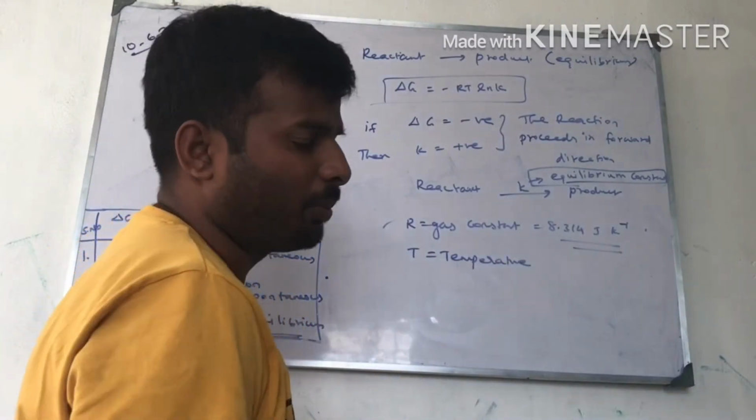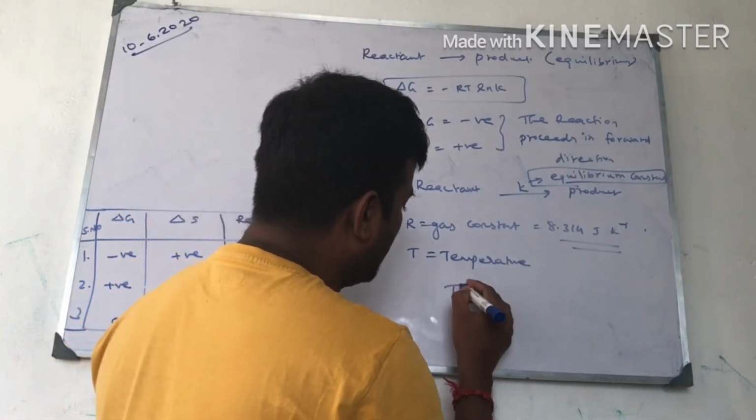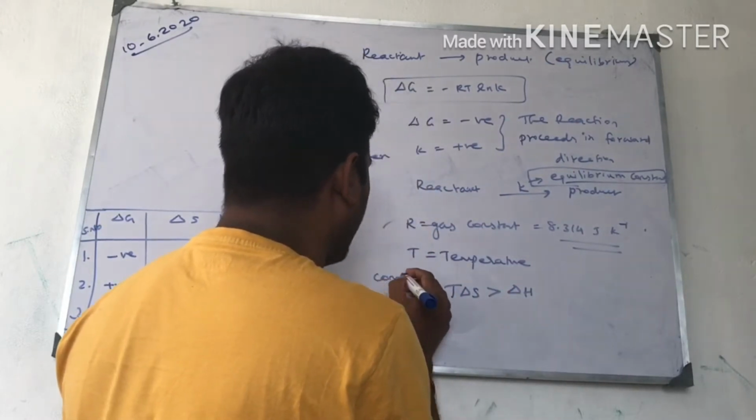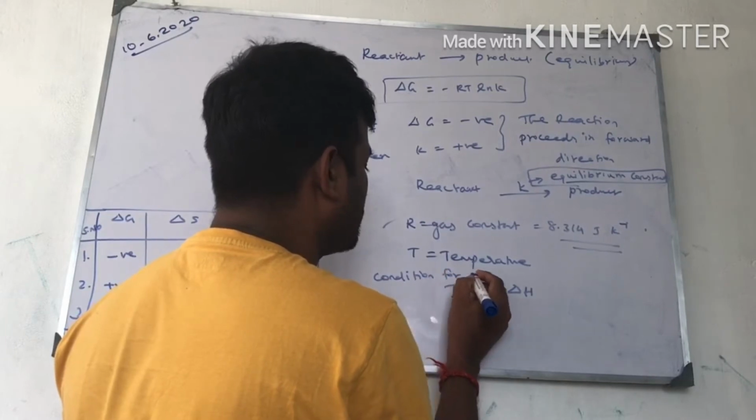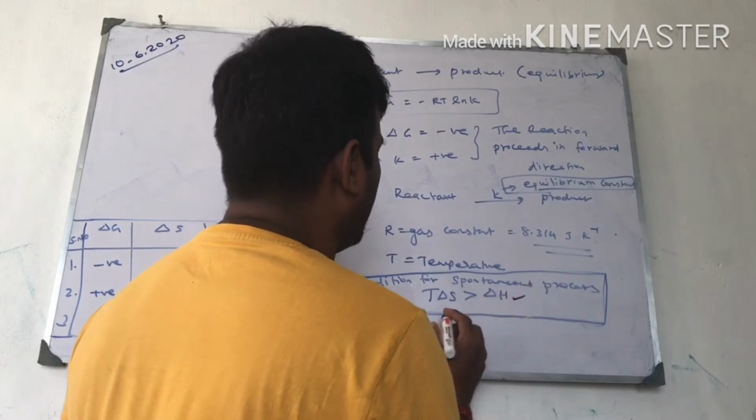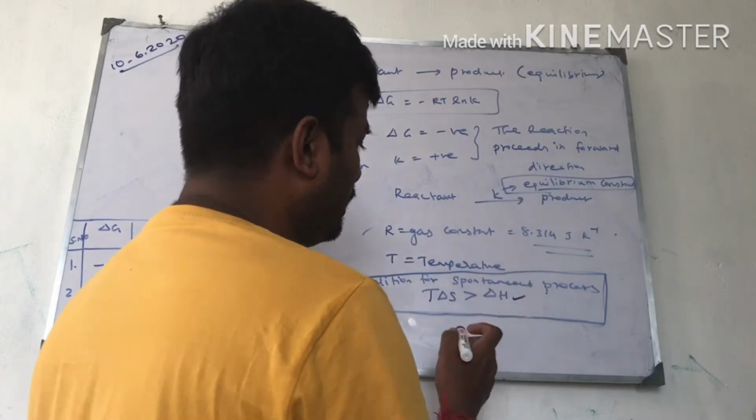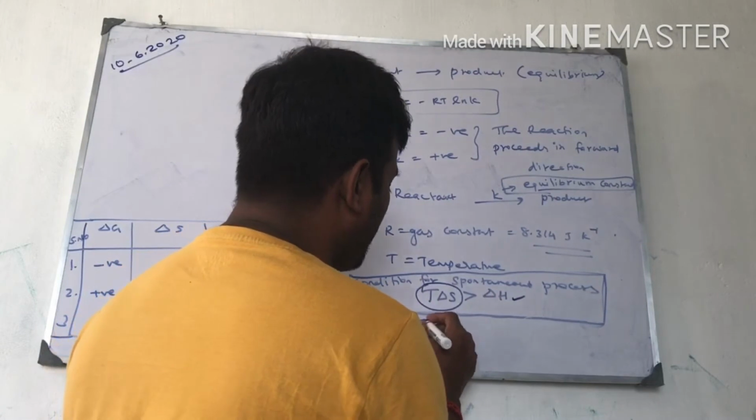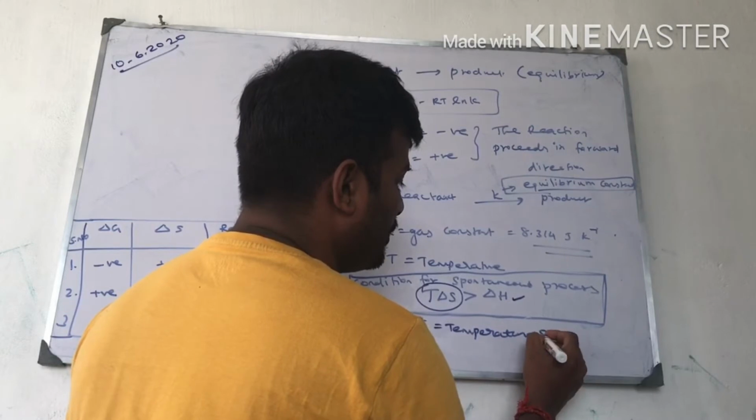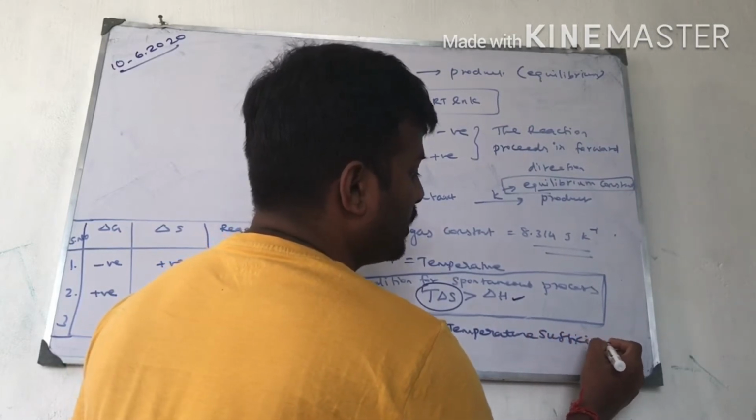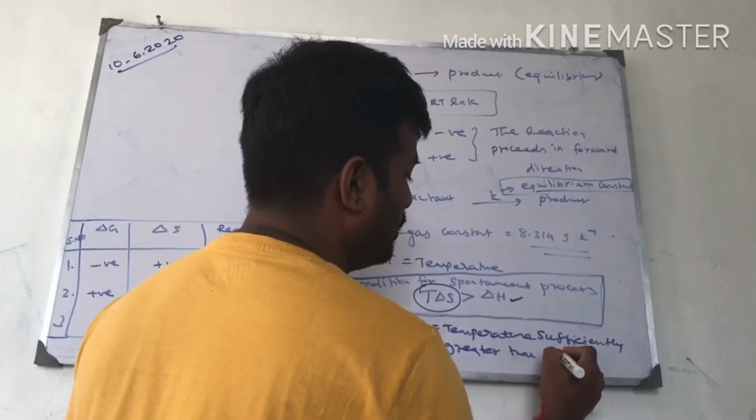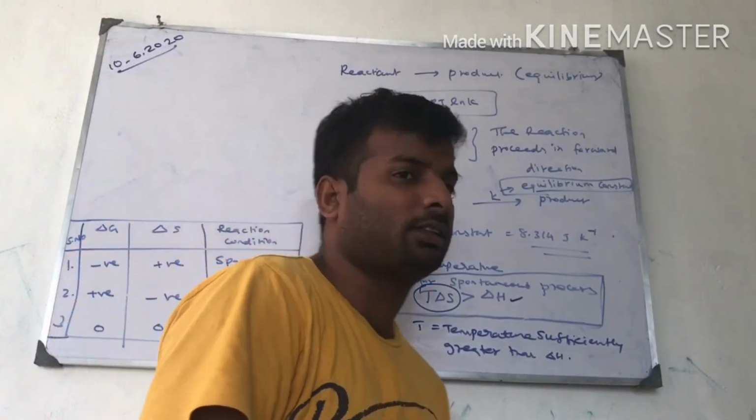One more condition for a spontaneous process: T delta S is greater than delta H. This is also a condition for a spontaneous reaction. Dear student, this is the condition for delta G to be negative. T delta S, at sufficient temperature, is sufficiently greater than delta H. This is also a condition for a spontaneous reaction.